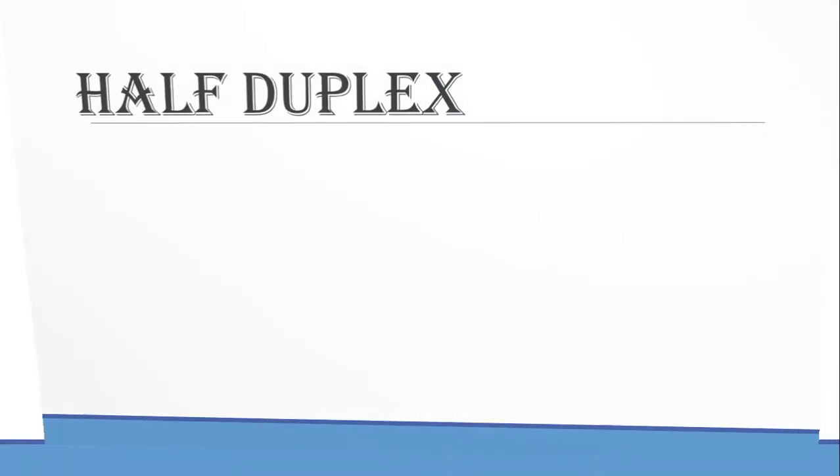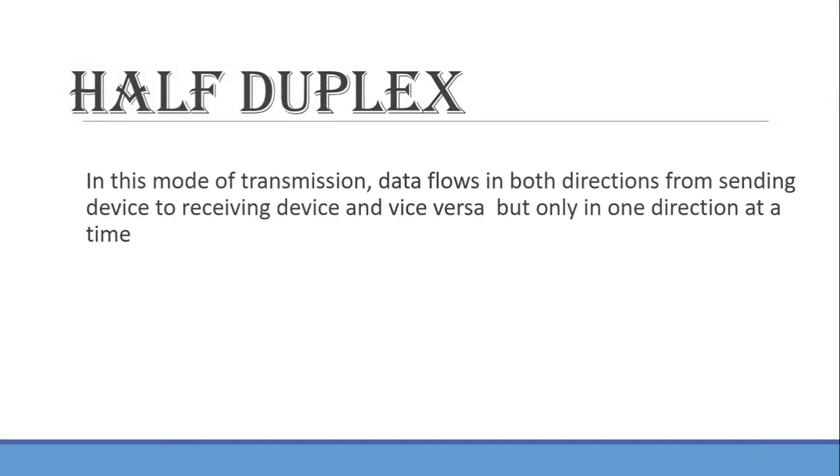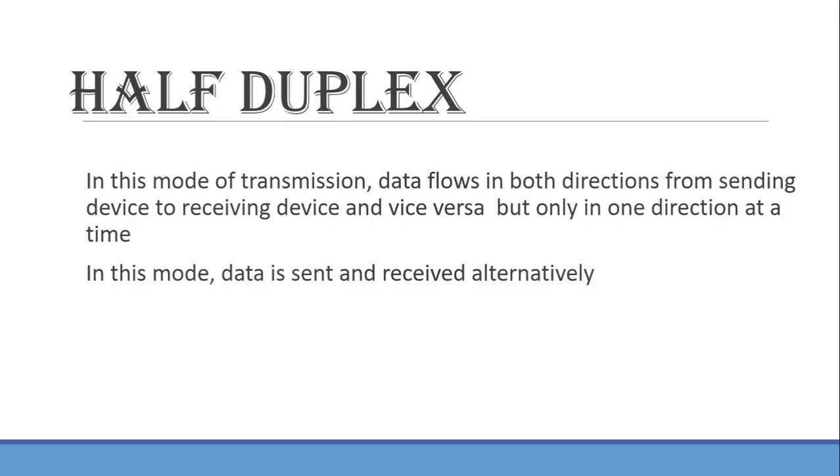Next we have the half duplex transmission mode. In this mode of transmission, data flows in both directions, from the sending device to the receiving device and vice versa, but only in one direction at a time. In this mode, data is sent and received alternately. So this mode provides both directions but a single direction at a time. Either you can send or you can receive. You can send and receive in both directions, but one function at a time. Such a type of transmission is known as half duplex.